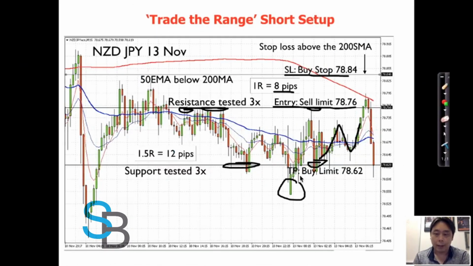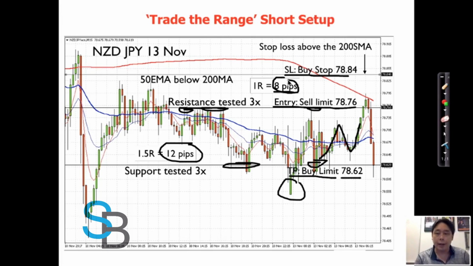That's my target price. From 78.76 to 62, it's 12 pips. So my potential profit is 12 pips. My risk is 8 pips. So again, I'm risking 8 to make 12. I've got a risk to return ratio of 1:1.5.